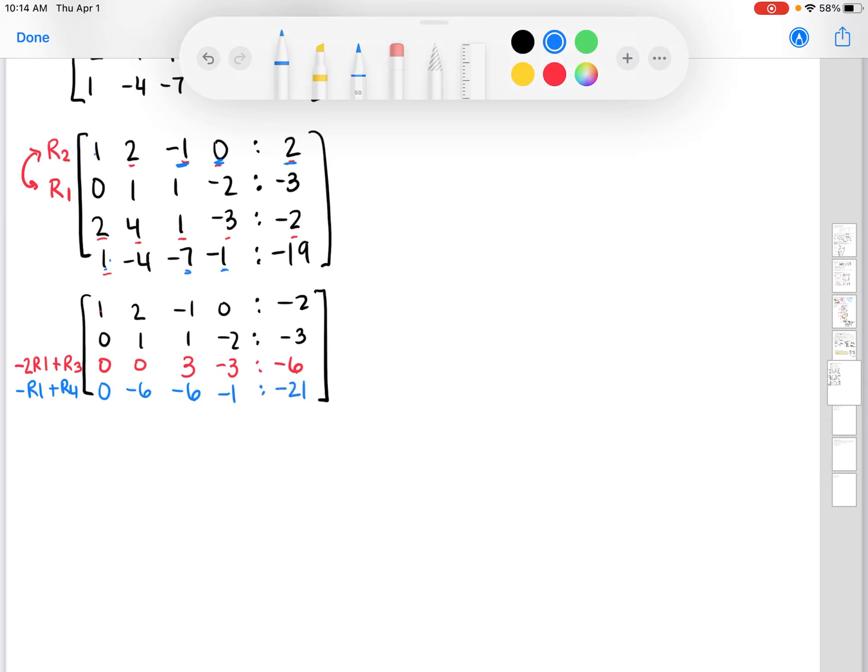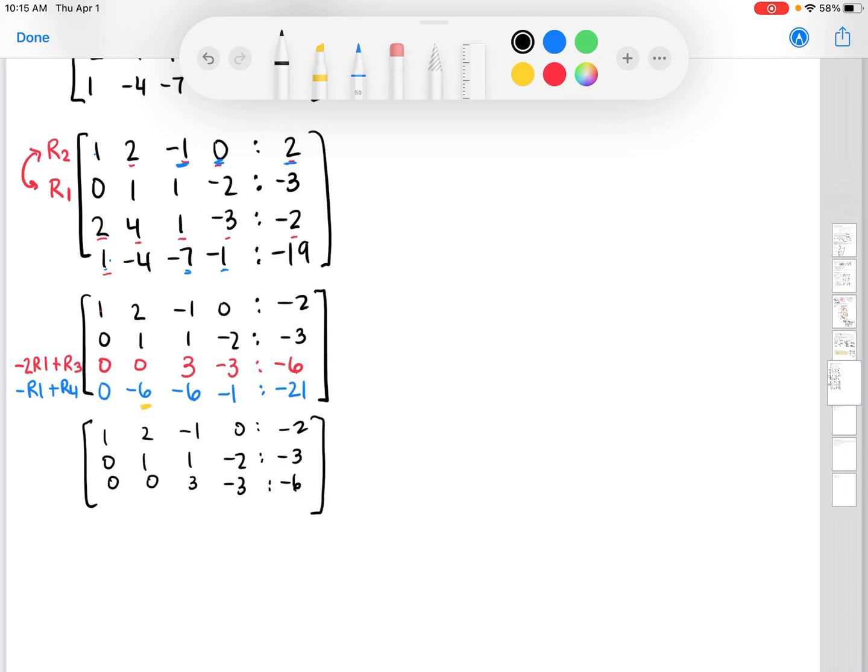I actually noticed that, let's see, we can get rid of this negative 6. That's probably a good place to go next. So let's rewrite. We have 1, 2, negative 1, 0. We're happy with that top row, and the second row. So far, we're good with that row, the third row. We're going to have to do something to it eventually, but we're not there yet.